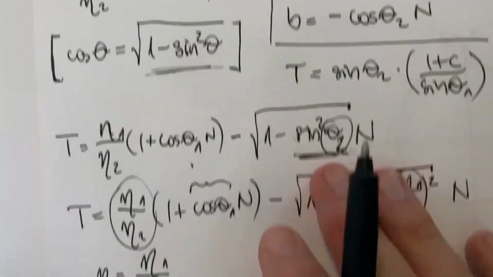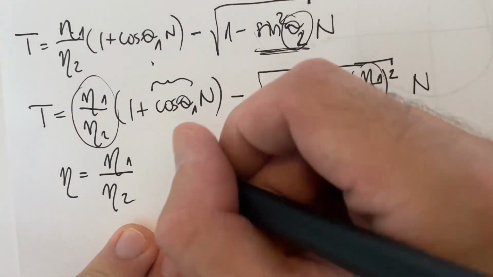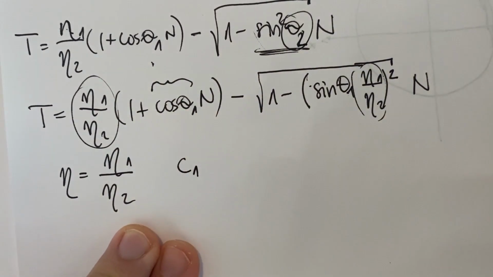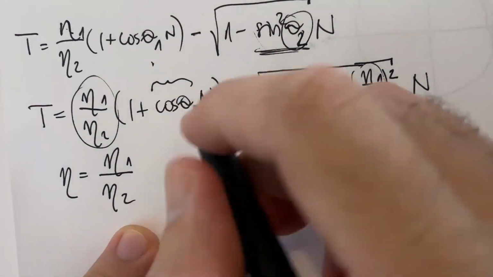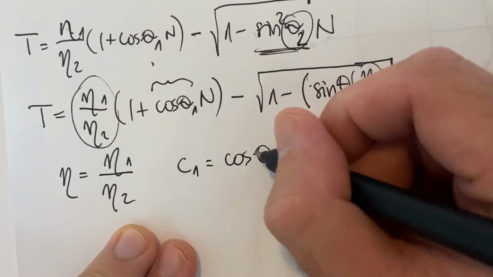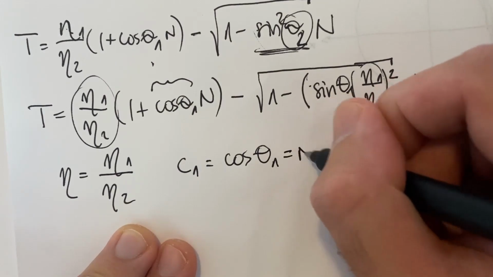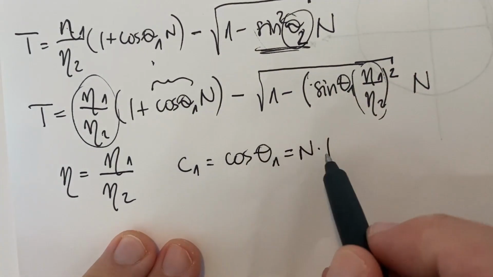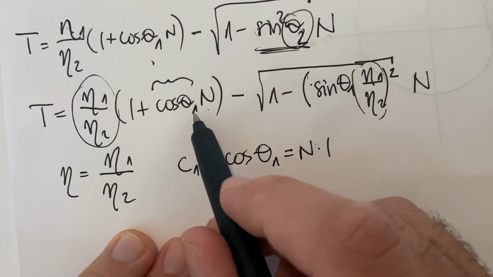So we know that now. We're not going to go into it. So we're going to just write C1. We can name that substitution C1. And we can say that it's equal to cosine theta 1, and that's equal to n dot product I. So we're going to try to shove this in here.